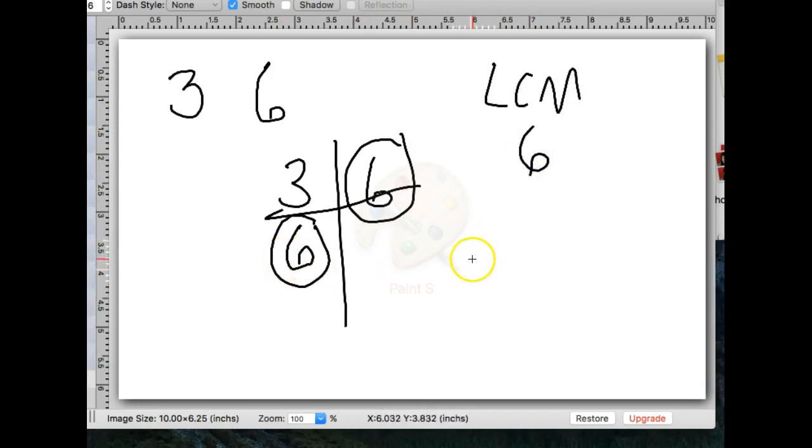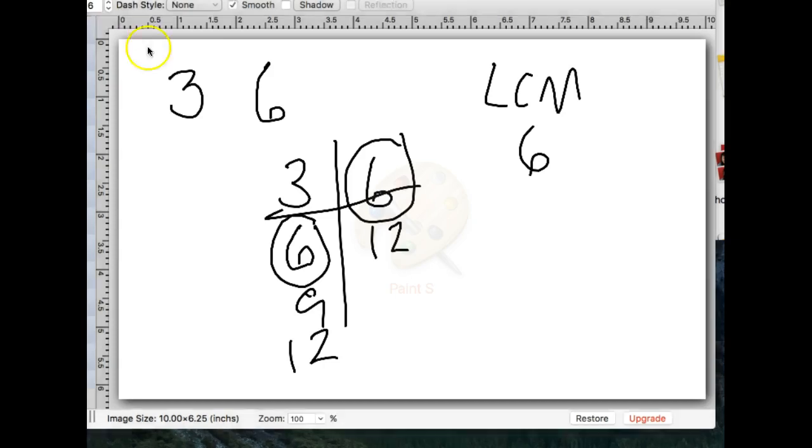Some people might say it is 12 because they don't count the first one. They go, okay, so 3, 6, 9, 12, and 6, 12. And yes, 12 is a multiple of 3 and 6. However, it is not the least common multiple. The least common multiple is 6. Okay, so that's important to remember.